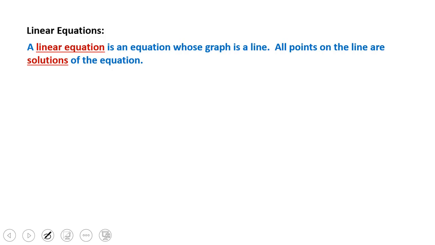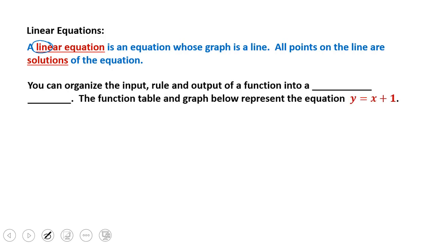And if you look at the word linear, the word line is in it. So when we use our function table of values, which we can use to organize an input, a rule, and an output, we get a function table of values that we can then graph. We get our ordered pairs, our input and output variables. And we can make a line by drawing a line through them.